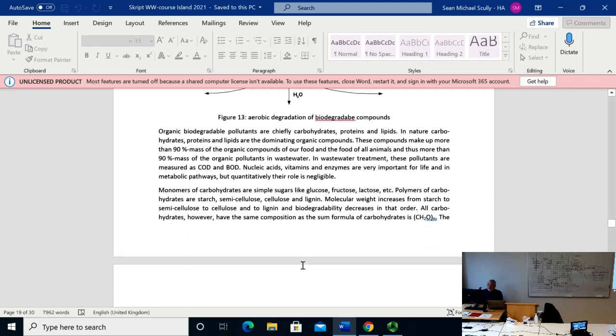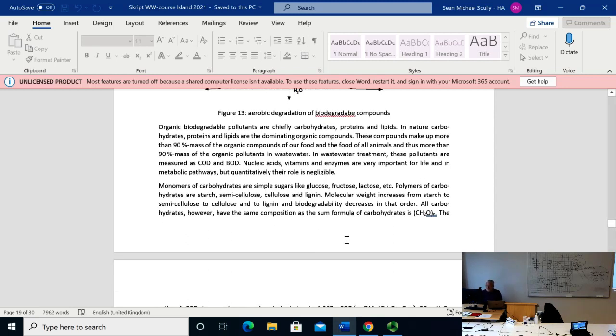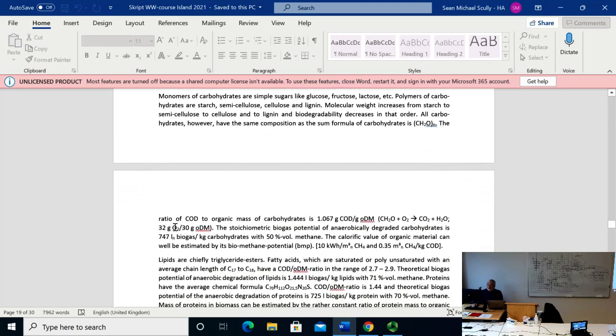Monomers of carbohydrates are simple sugars like glucose, fructose, lactose, etc. Polymers of carbohydrates are starch, hemicellulose, cellulose, and lignin. Molecular weight increases from starch to hemicellulose to cellulose and to lignin, and biodegradability decreases in that order. All carbohydrates, however, have the same composition, as the sum formula of all carbohydrates is (H2O) times n. Now, the ratio of COD to organic mass of carbohydrates is 1.07.